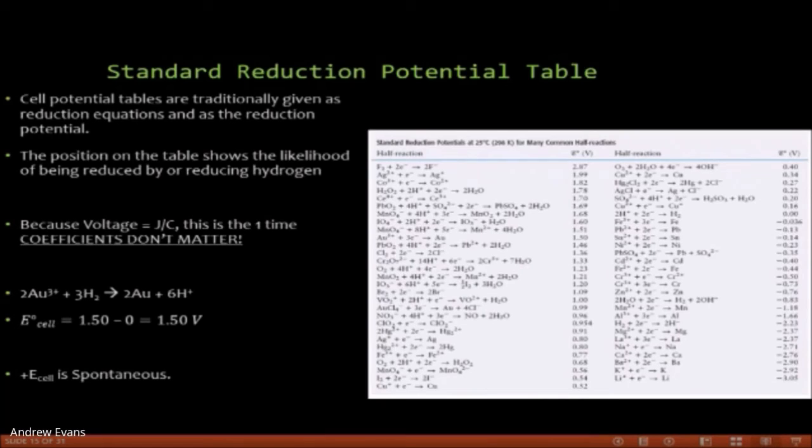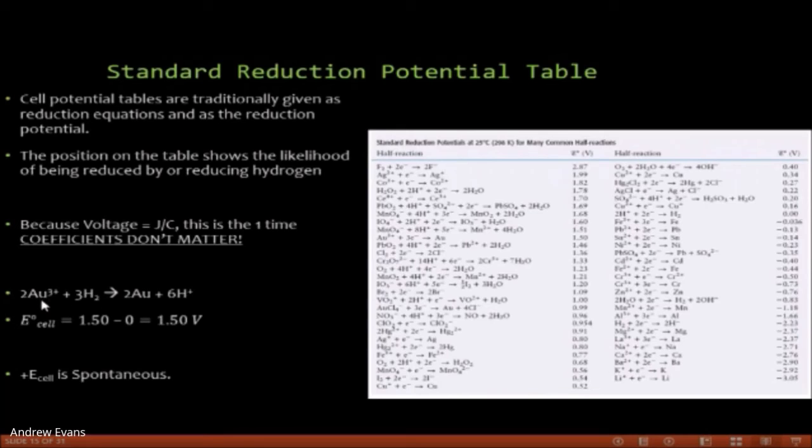Full stop. We don't need to worry about anything else, because this is a joule per coulomb and not a straight up joule. This is intrinsic, not extrinsic. So the coefficients will not matter.